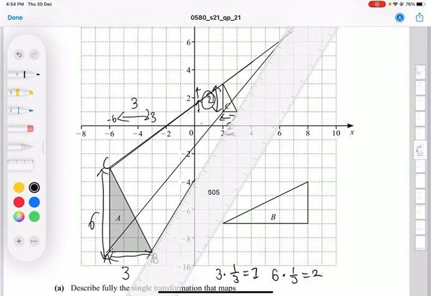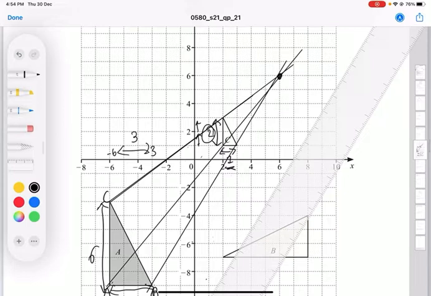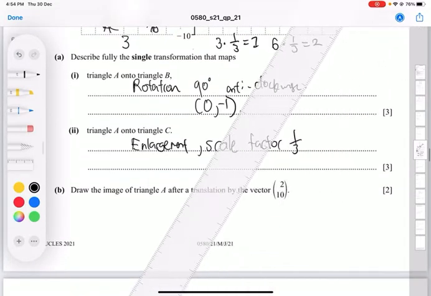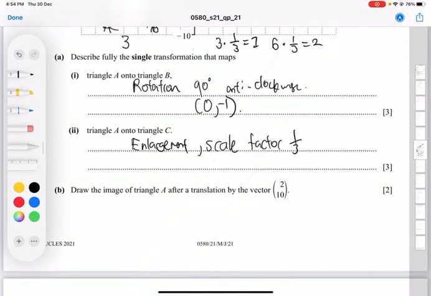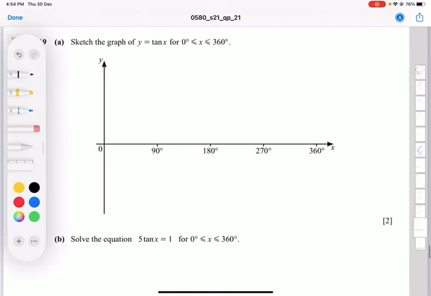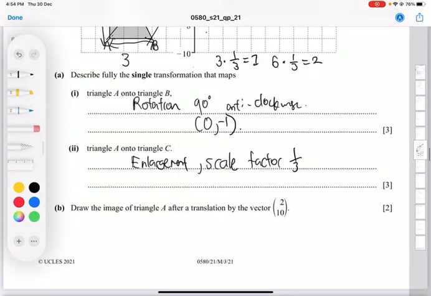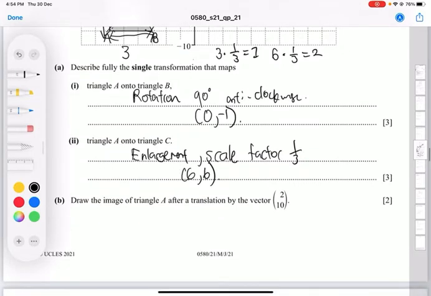We go. Okay, as you can see, all 3 lines converge at this point here, 6, 6. So that's actually your center of enlargement. So now with this you can figure out that the center of enlargement is the coordinates 6, 6. So that's your A2 done.